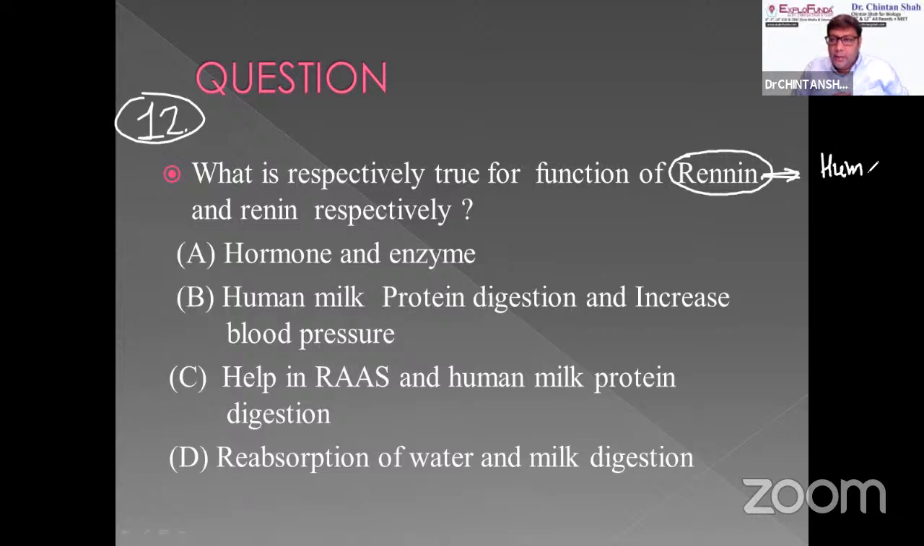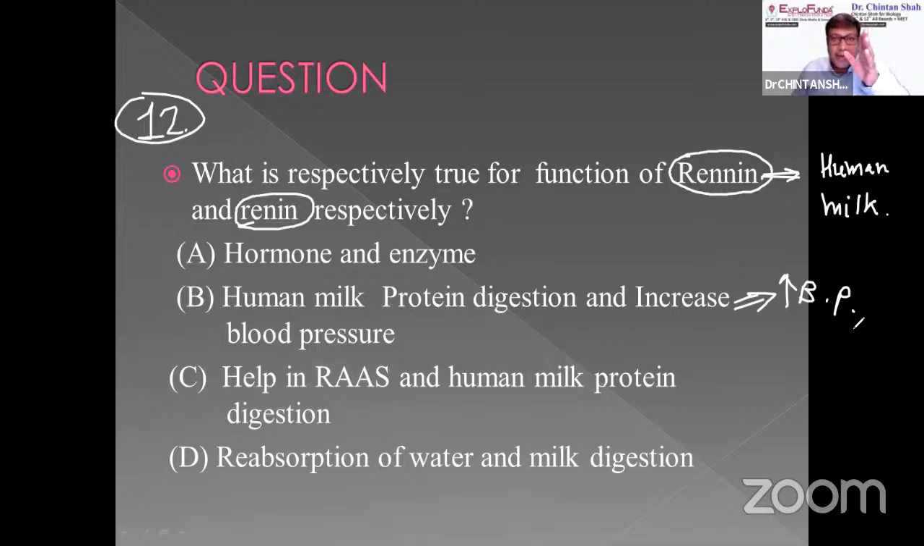This is very good. Please write down your question. This is super. I already mentioned earlier also that this is really a good question. So this is human milk digesting, and this renin will do what? It will just increase the blood pressure. How? By making the renin angiotensinogen aldosterone system.